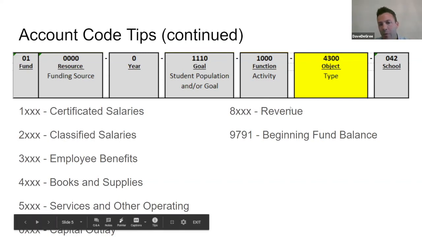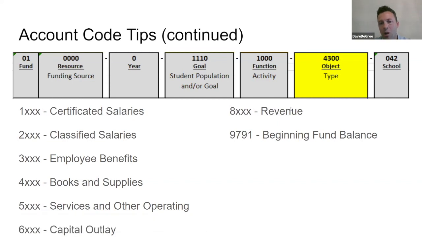We also have revenue object codes, which you won't see a whole lot unless you have a donation account. Say you deposit a donation and you're looking, okay, where is it? It's going to show up first in your revenue account in that donation fund resource, and then we'll budget the expense as well. But if you're looking for the money, it shows up in revenue.